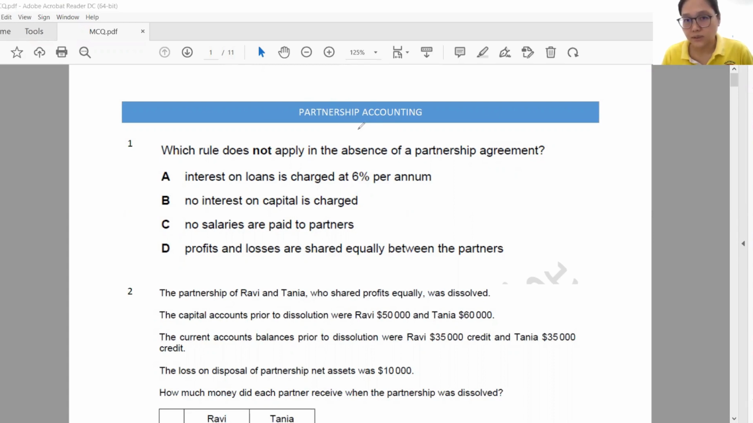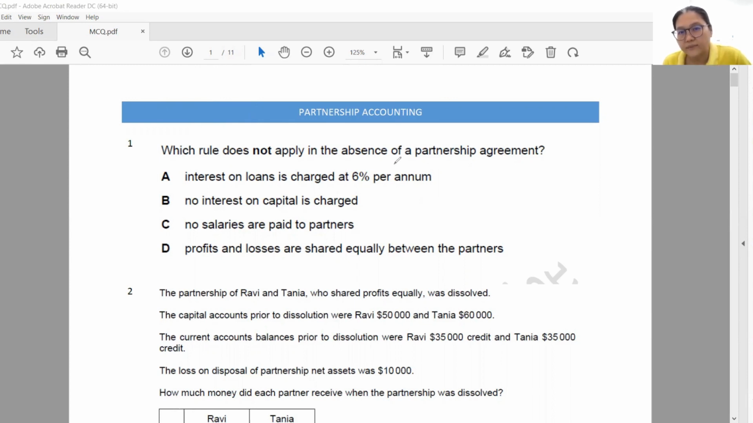Multiple choice. If you have gone through my recording for the notes on partnership accounting for A-level accounting, then you'll know what we're going to do for the multiple choice. So before you do the multiple choice, try to look into the notes that I shared before. Okay. Question number 1. Which rule does not apply in the absence of a partnership agreement?